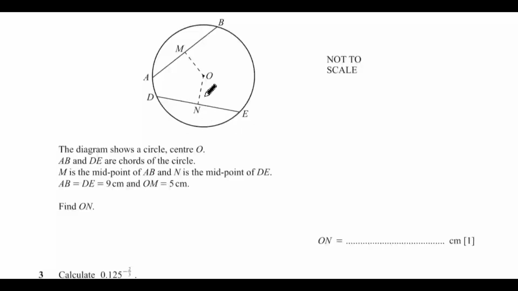Do you know what M and N being midpoints means? There's a theorem that says a line drawn from the center to meet a chord bisects it. That's the implication, just to draw attention to that. AB is equal to DE, the two chords are equal, and the value is 9 centimeters, and OM is equal to 5 centimeters, so 5 is here.